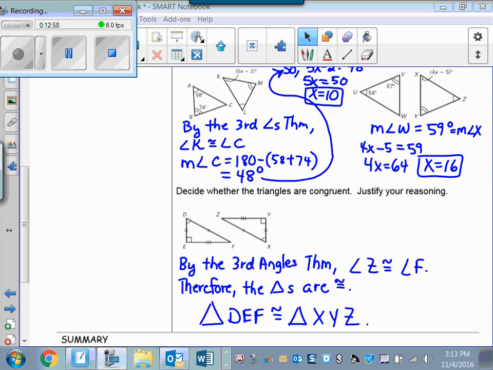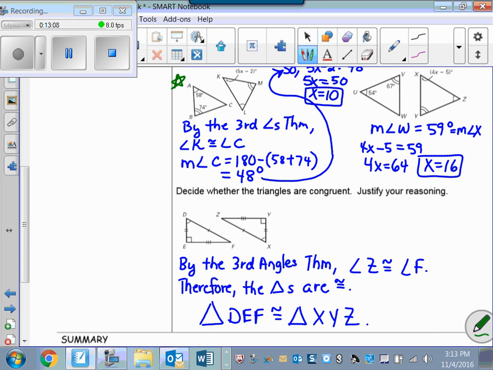All right, here's what I got for the answers. Please check these. I got x equals 10 on this problem right here. For this problem, I got x equals 16. And down here, I said, yes, they are congruent. By the third angles theorem, I know that angle Z is congruent to angle F, and therefore all the corresponding parts are congruent. I wrote my congruent statement.